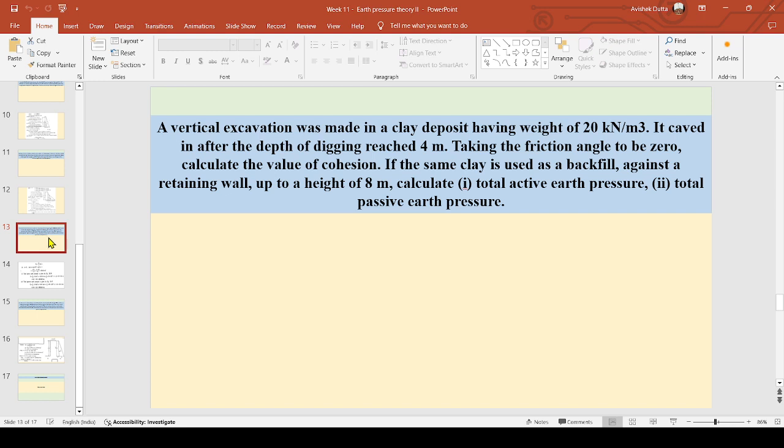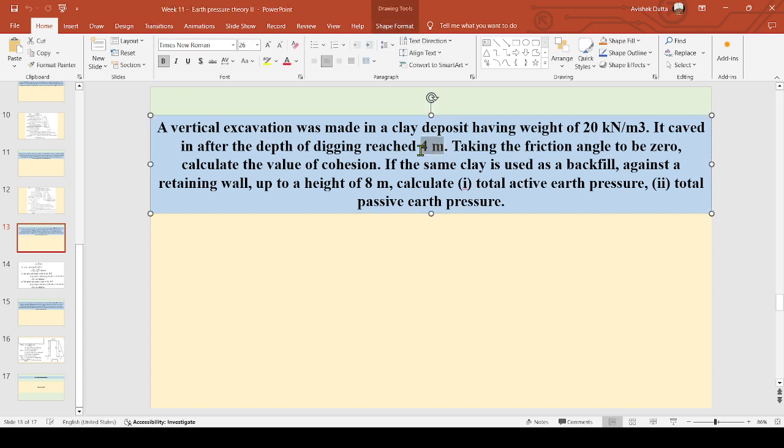Yes, sir. But actually, when you go to the second site and backfill this material, it's going to be once again an active case, a C-phi soil with phi equal to 0. Yes, the same soil, exactly. In the first place, there was no support of the soil. That's why it caved in after 4 meter. But now there is a backfill, right? It is giving a lateral support, right?